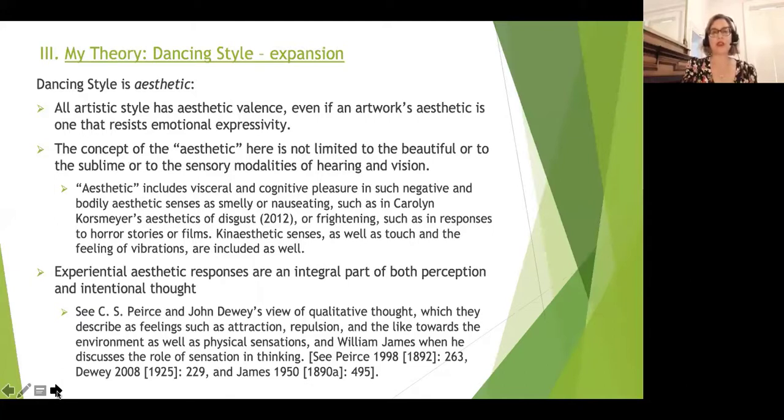I don't usually need to do this when I'm talking to aesthetics philosophers, but given the conversations we've had this week about the aesthetic, I think it's necessary. So I'm going to clarify the aesthetic component of this view. I think that all artistic style has aesthetic valence, even if an artwork's aesthetic is one that resists emotional expressivity, as in Yvonne Rainer, who said no to moving and being moved. She's now switched to that, but originally she was part of the group of saying no to expressivity.